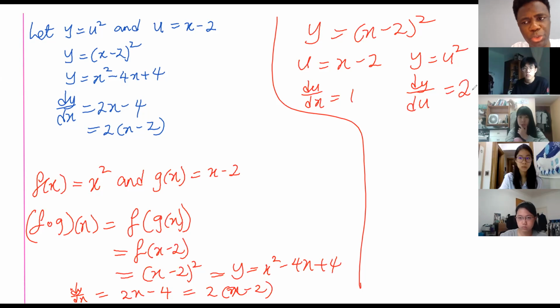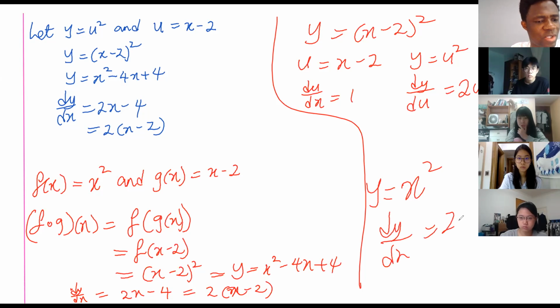2u. 2u. You are treating it just like you have x squared. If you have x squared, what is your dy dx? Isn't that just 2x?